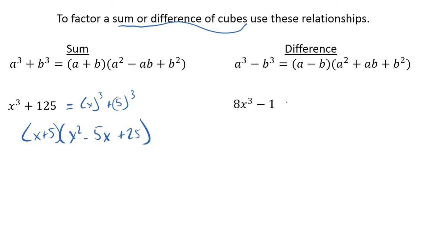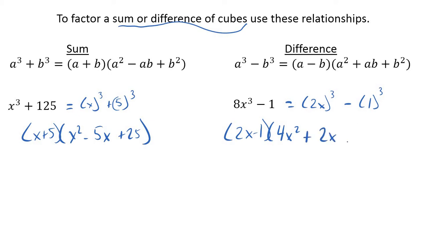How about this one? Wasn't this the same as 2x cubed minus 1 cubed? 2 cubed is 8. So a is 2x, b is 1. Now we follow the pattern. So I got 2x minus 1. Now 2x squared, make sure you square the whole thing. That would be 4x squared, right? 2 squared and x squared. Plus 2x, just 2x times 1, plus 1. There we go. We just factored that guy, okay?